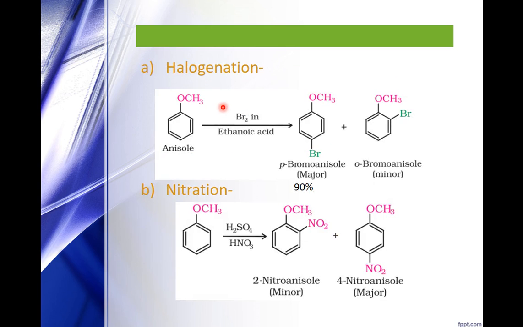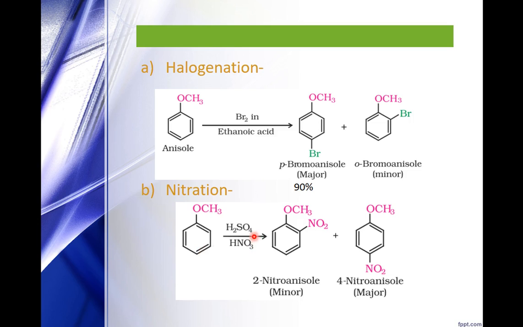You can see the reactions over here. Halogenation, bromination here we have done in the presence of ethanoic acid. So the products will be para-bromoanisole and ortho-bromoanisole. Now the yield of para isomer is 90%. Here the two groups are near to each other, so there will be steric hindrance.